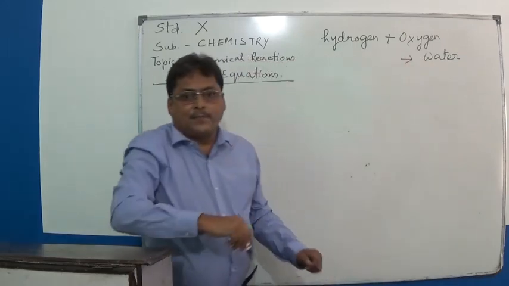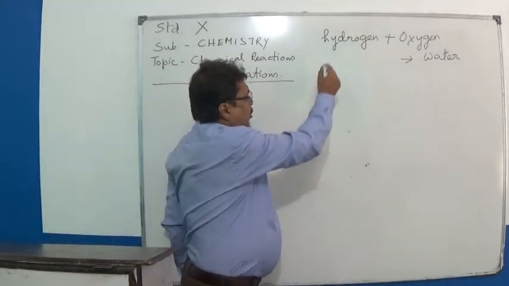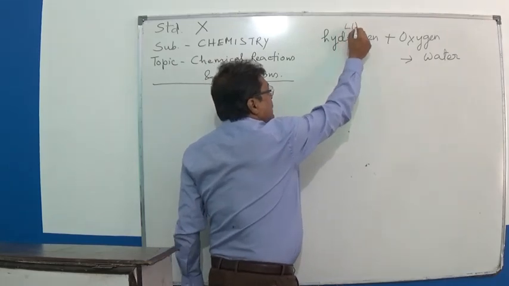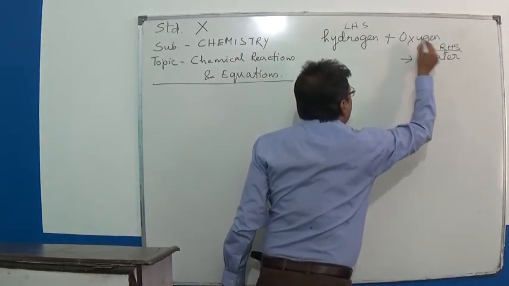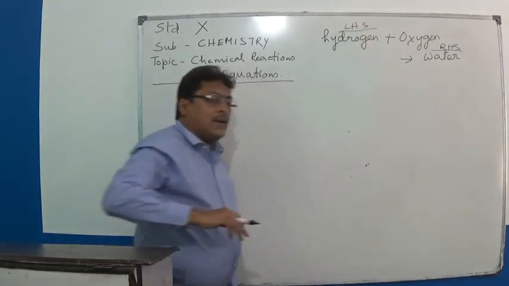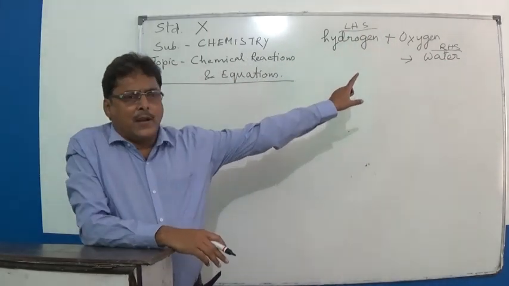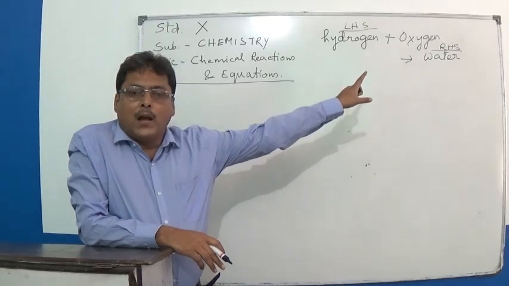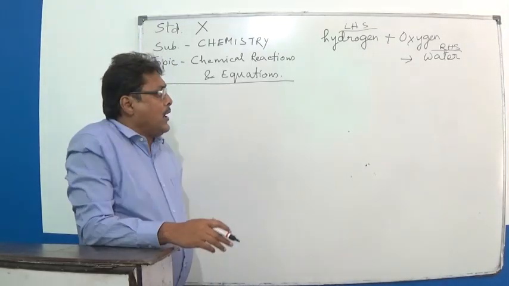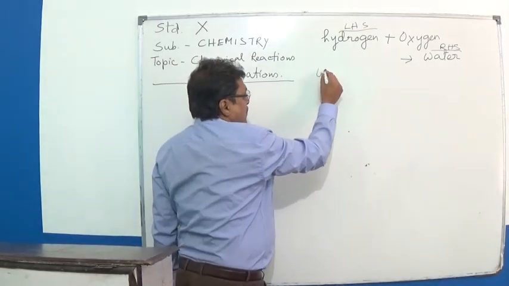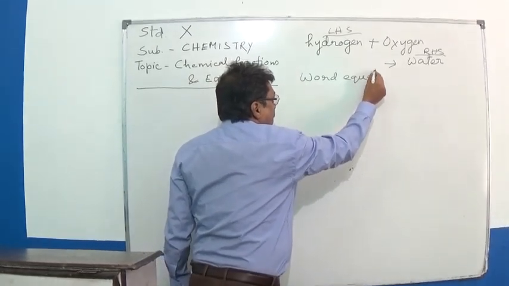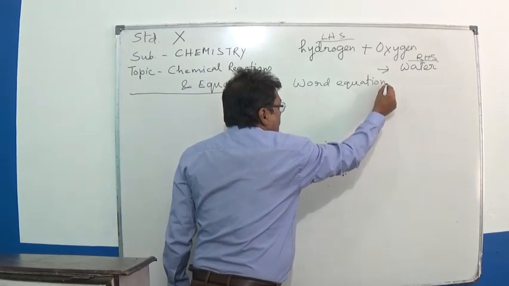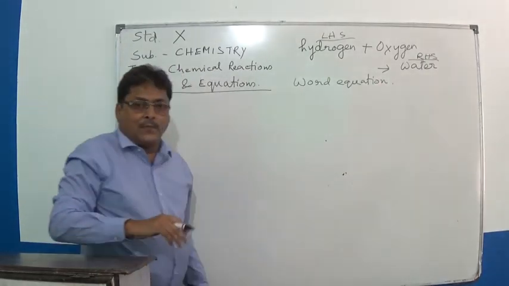Produces what? Products. We also call this side the left hand side and this side the right hand side. This is also brief, and this kind of equation is called the word equation. It is also one way of writing down the basic equation.